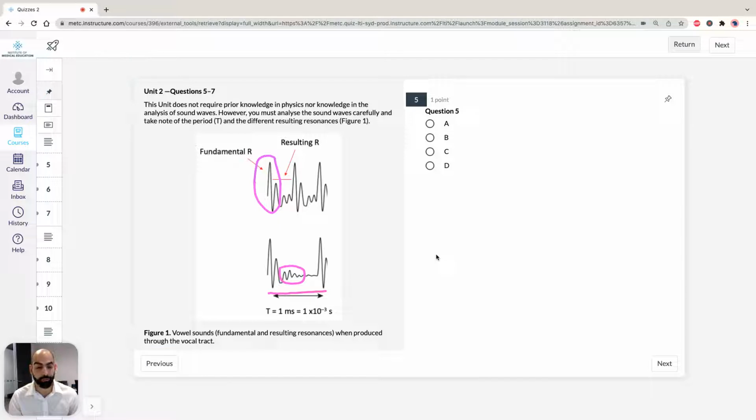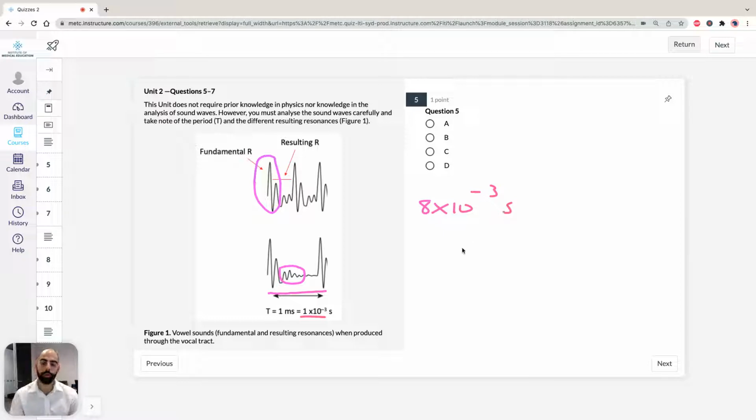If we take a look at question 5, it says, what is the frequency of the sound produced through the short vocal tract length? If you take a look at the figure on the right-hand side, the vocal tract length for short has the same period, so the same t value, as the long vocal tract length, and it tells us that it's 8 milliseconds. So note it's 8 milliseconds, which is the same as 8 by 10 to the minus 3.